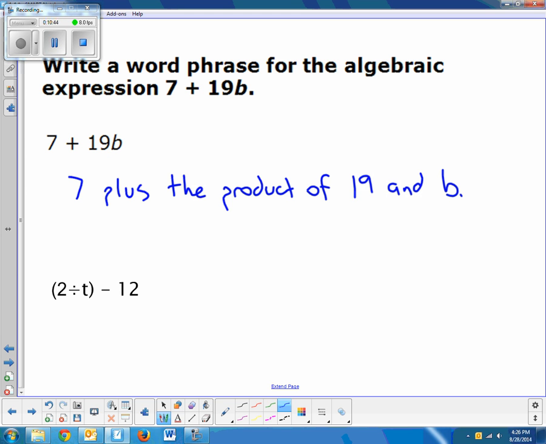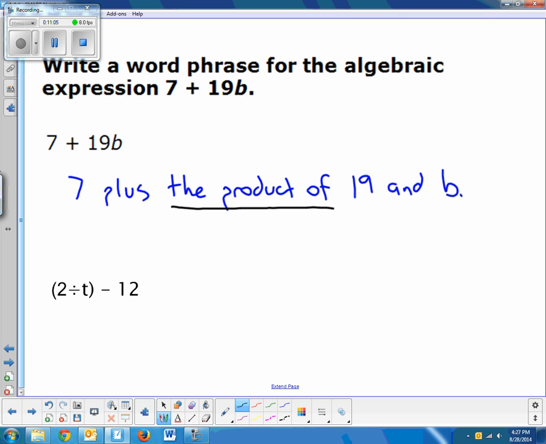Now that might seem a little bit fuzzy as to why we did it that way. What's really important to remember for now is we need to have that term or that phrase, the product of. If you don't have that phrase in there and there's more than one operation going on, we don't know as readers which operation to do first. We'll see another one here.